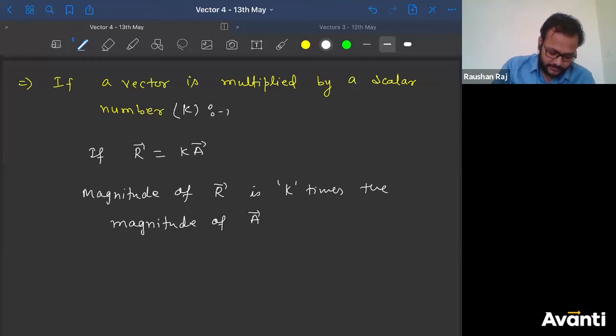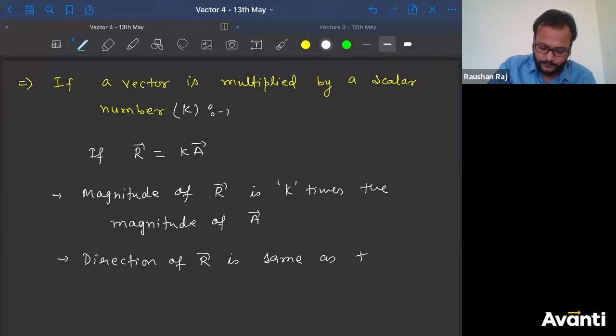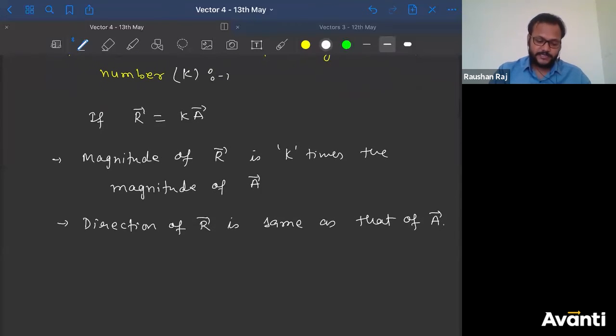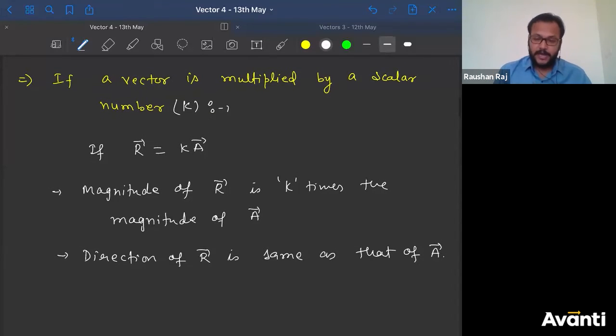Acha, what about the direction? Direction of vector r is same as that of vector a. So direction of vector r and vector a, they are the same, but magnitude will change. Okay, yeah, it can increase also, it can decrease also. How it will increase? If k is greater than 1. How it will decrease? If k is less than 1. Okay, acha, but here k is a positive number. यहाँ ध्यान से देखिएगा, पहला केस लिखता हूं मैं. फर्स्ट केस क्या है?